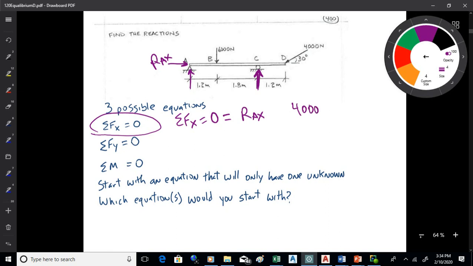Yeah, there we go. A little bit of trigonometry there. What I want is the adjacent side to the angle, which would be the cosine of 30. Now, what's the sign on that going to be? Yeah, it'd be negative, right? There we go. So now we can find RAX.